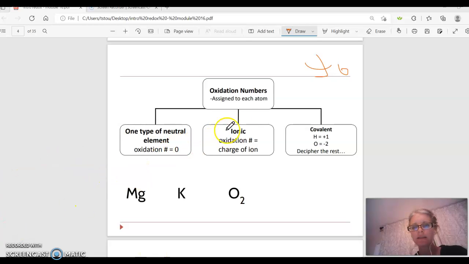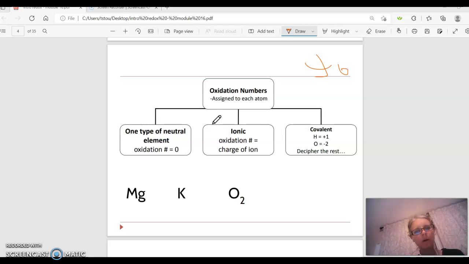Okay, so when we're assigning oxidation numbers, I got this flow chart. Now, in your textbook, there's a whole list of like 7 or 9 rules. So if you don't like the flow chart, the textbook will have a list of rules and you can memorize those ones and maybe it's more helpful. I find that most students really like this method though, because the less rules you have to memorize, the better.